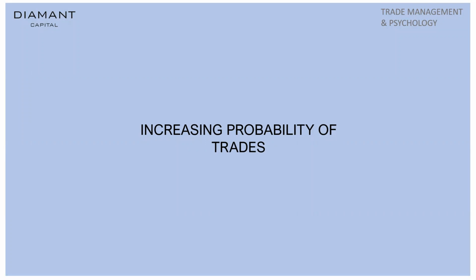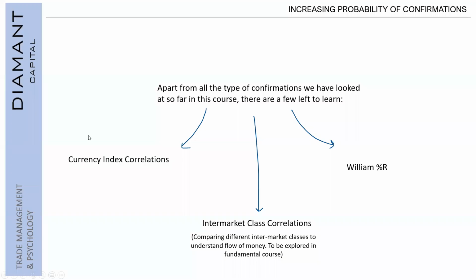So today we're going to be talking about increasing probability of trades. It's going to be incorporating a lot of the knowledge we already know, but just adding a few more confirmations that we haven't really talked about yet. Apart from all the types of confirmations we have looked at in the course so far, there's still a few left to learn.